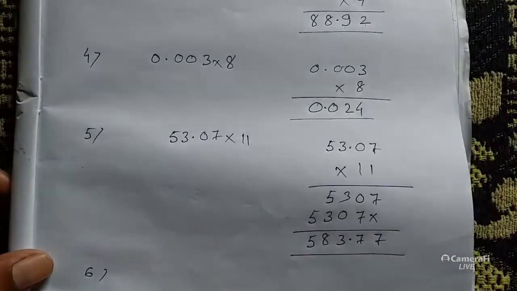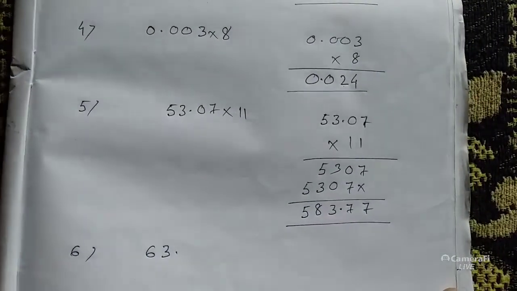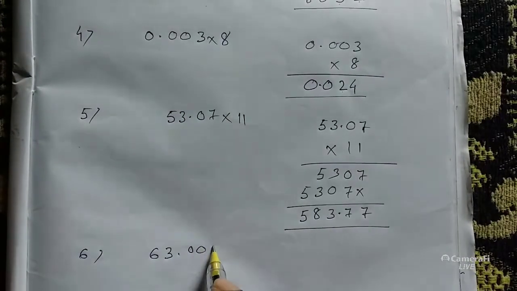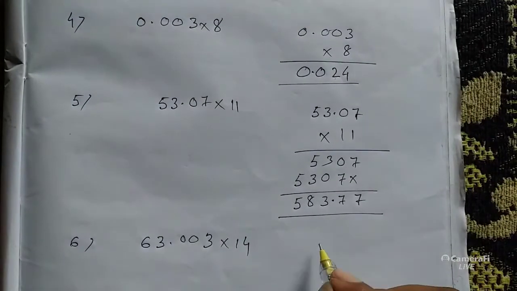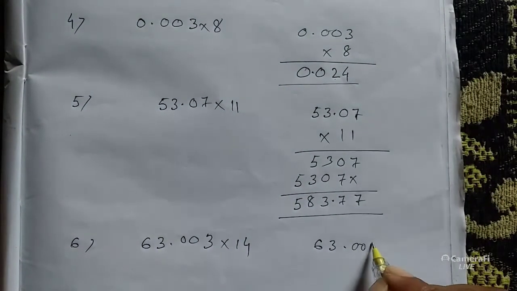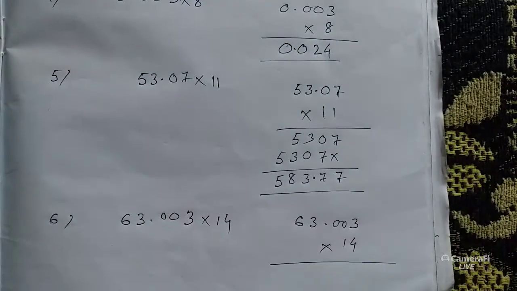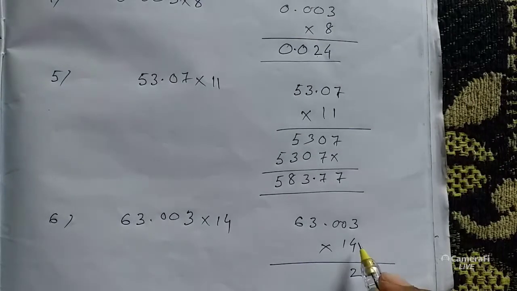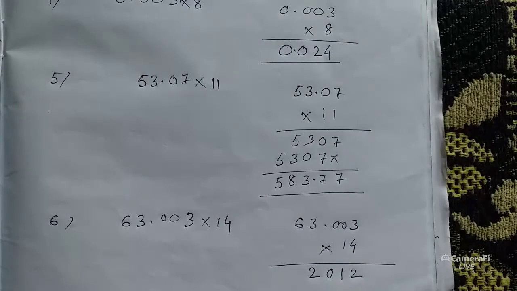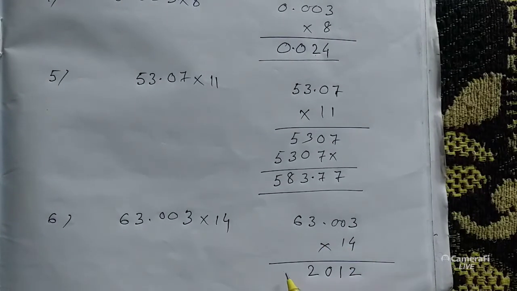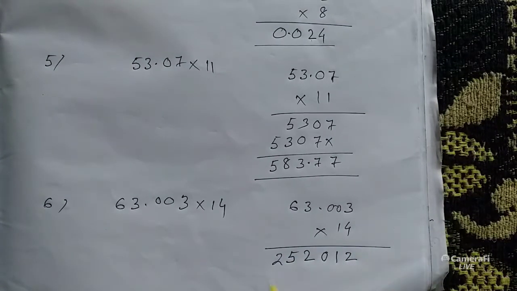Coming to another multiplication example, suppose we have to multiply 63.003 by 14. So arrange it. Now proceed with the multiplication. 4 times 3 is 12, 2, 1 carry, 4 times 0 is 0 plus 1, 1, 4 times 0 is 0, 4 times 3 is 12, 2, 1 carry, 4 times 6 is 24 plus 1, 25. This is the first row, by multiplying with 4.